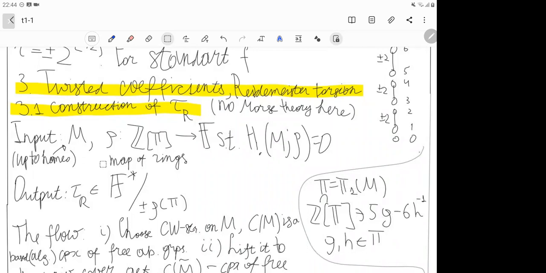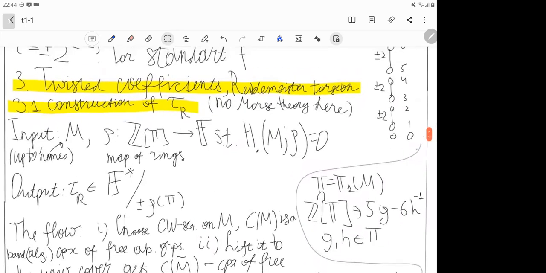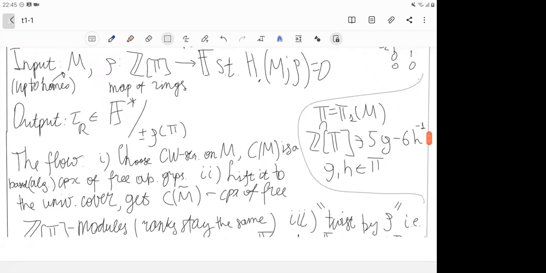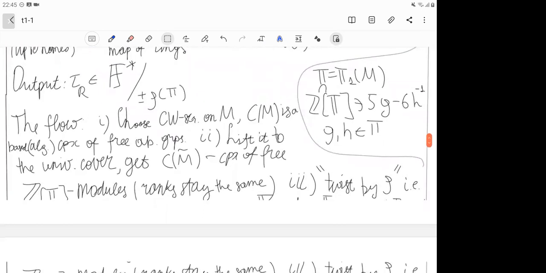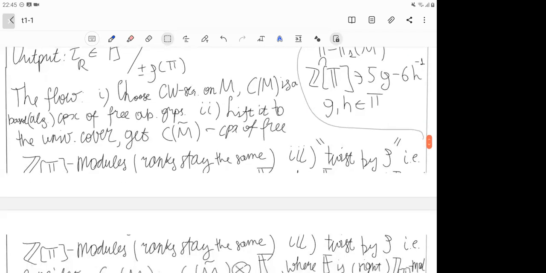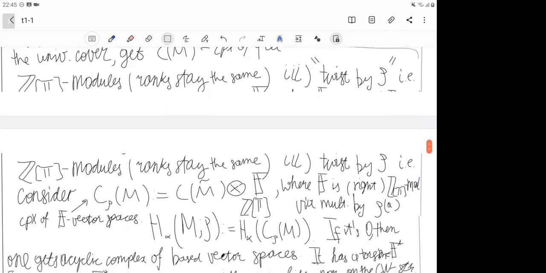It is a ring. So I have a map of rings from Z of pi_1 to F, some field, such that the homology with this twisted coefficient vanishes. The output is some number in this quotient group. So I have pi sitting in Z of pi. You take its image under rho, it will be some subgroup, and then you factor out by this subgroup. You get a number called the Reidemeister torsion. How do you do it? I'm going to skip this for now, because it is a purely topological construction. It's better to skip this for now.